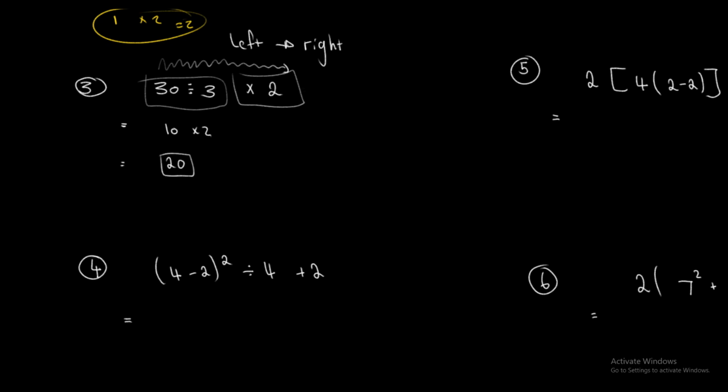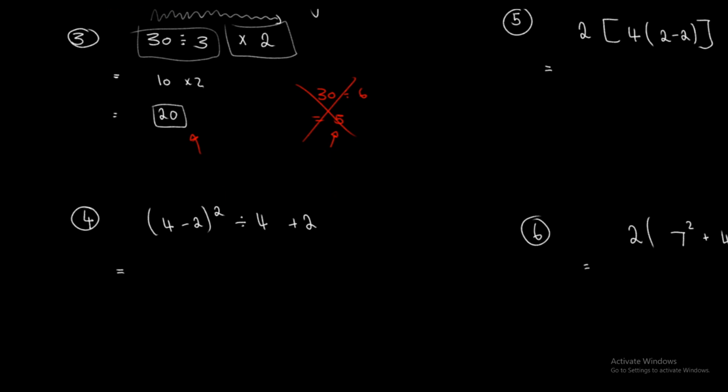Now let's see what happens if we don't follow the order. Let's say I want to do multiplication first, because I saw multiplication is first in PEMDAS before division. In that case, I get 30 divided by 6, which is equal to 5. Now we can see over here we get 20, but here we get 5. So this one would be considered incorrect.